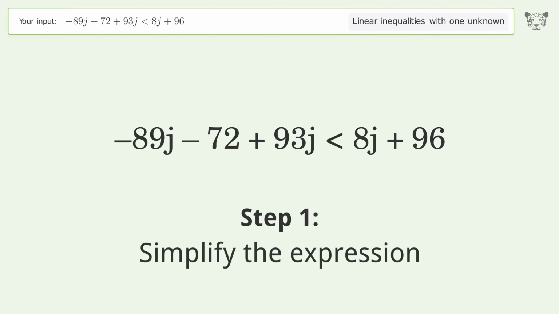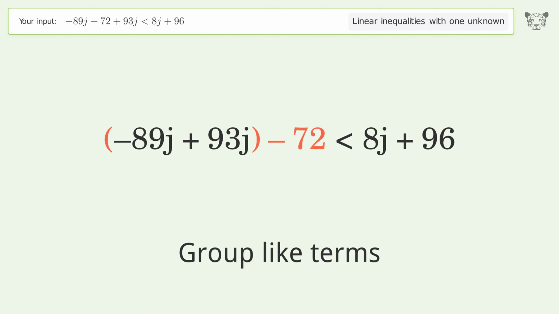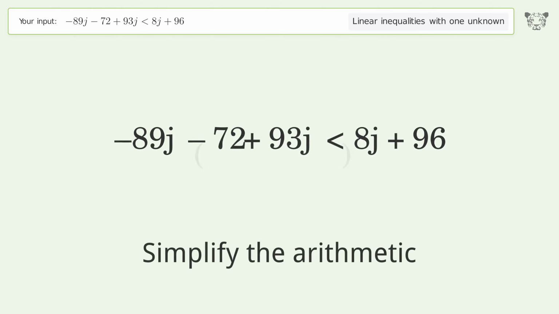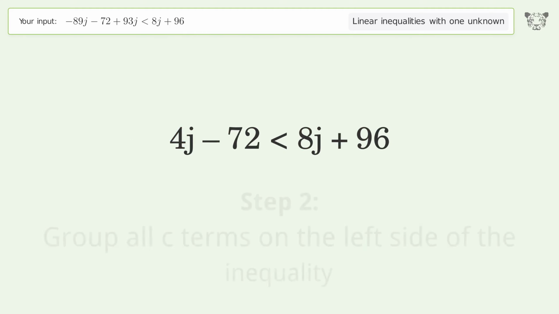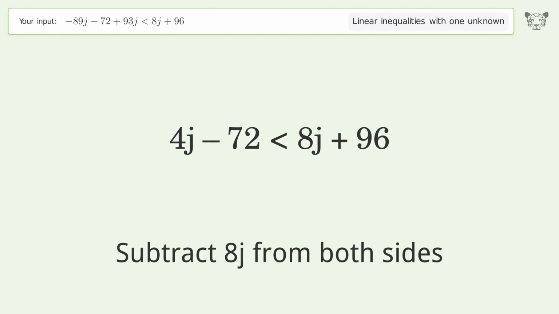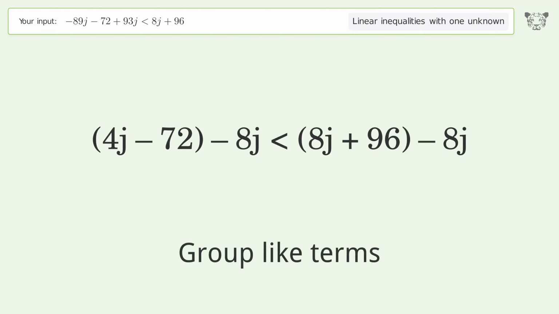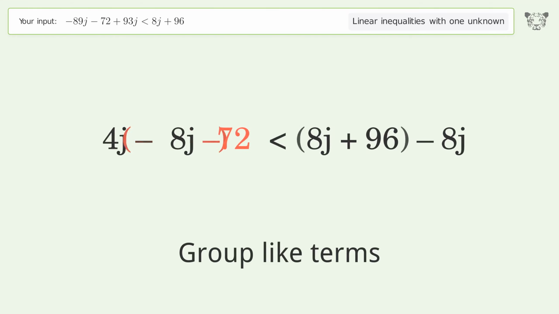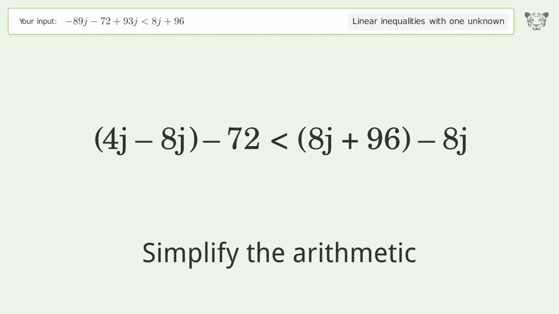Simplify the expression. Group like terms. Simplify the arithmetic. Group all j terms on the left side of the inequality. Subtract 8j from both sides. Group like terms. Simplify the arithmetic.